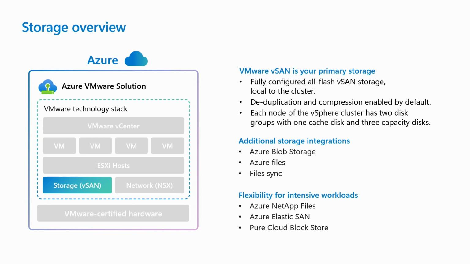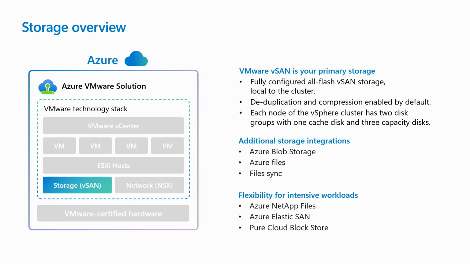So let's start with the fact that, with AVS, VMware vSAN is your primary storage. It's fully configured, all-flash vSAN storage local to the cluster, and deduplication and compression is enabled by default. And it has 2 disk groups, 1 that is a cache disk, and then 3 that are dedicated capacity disks.